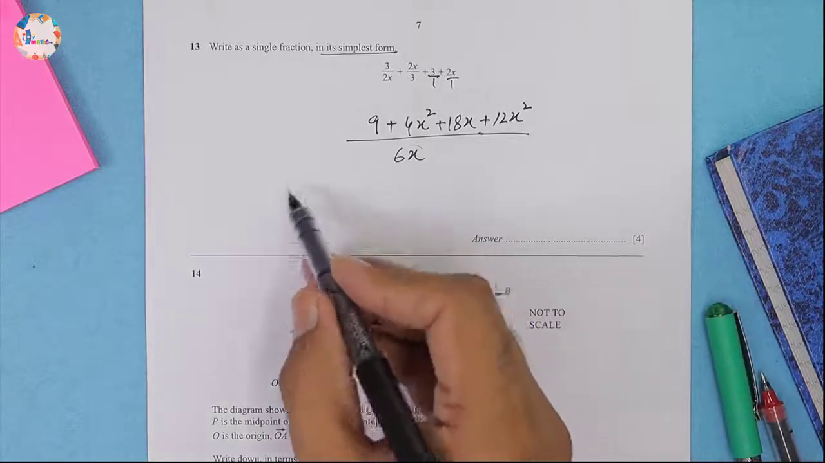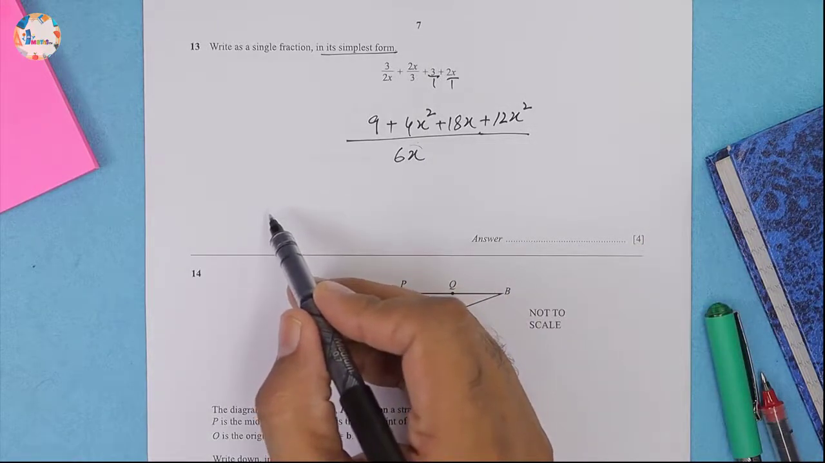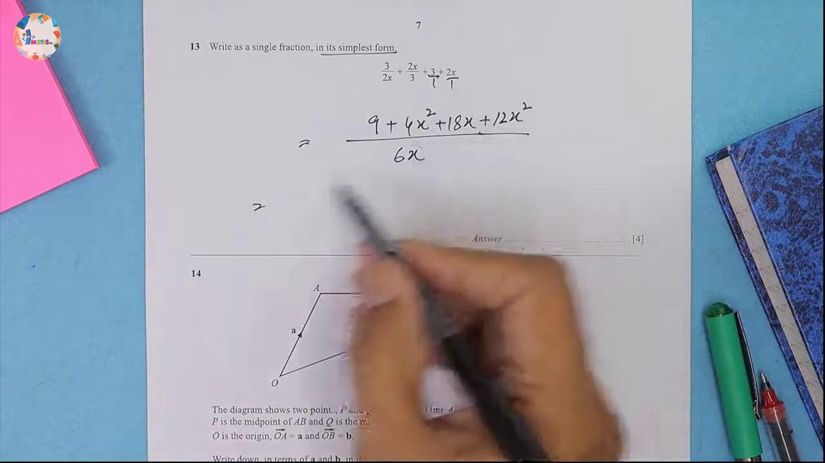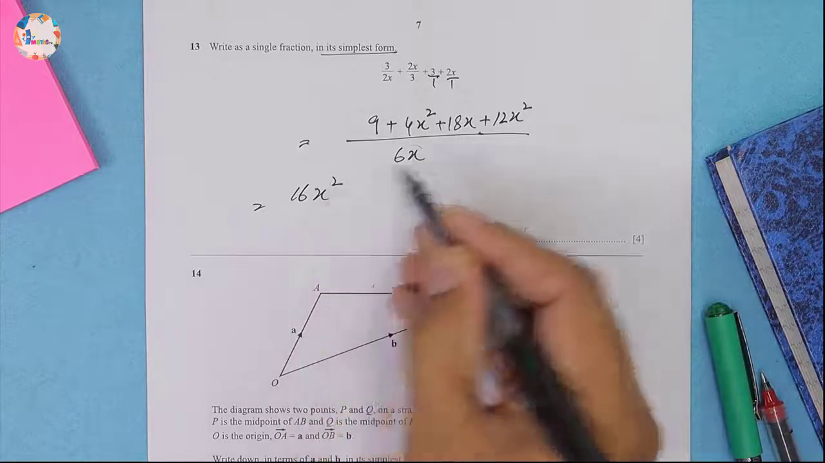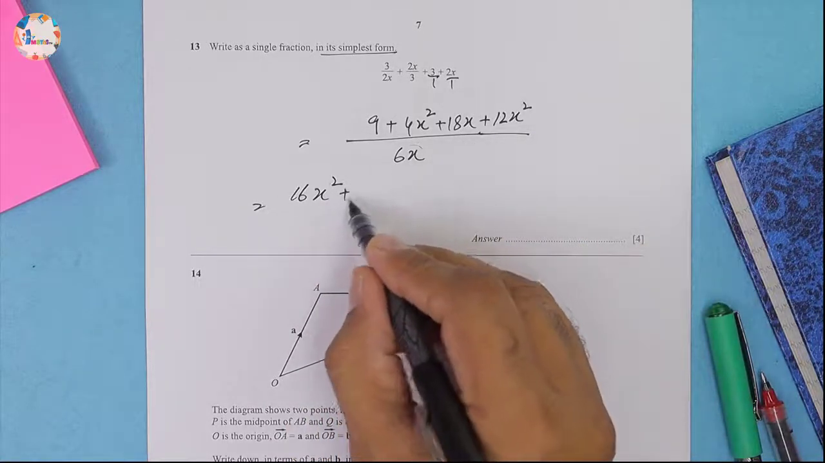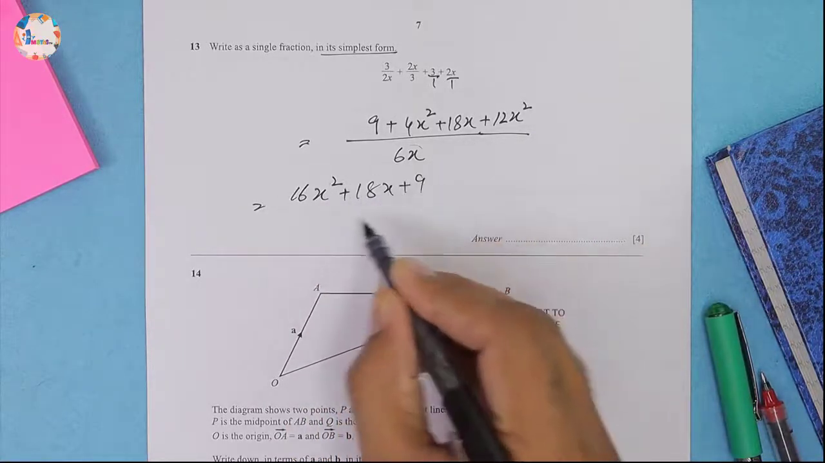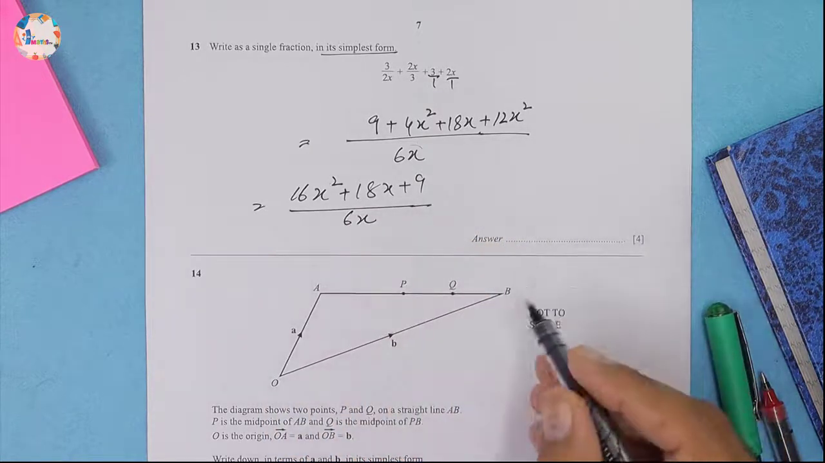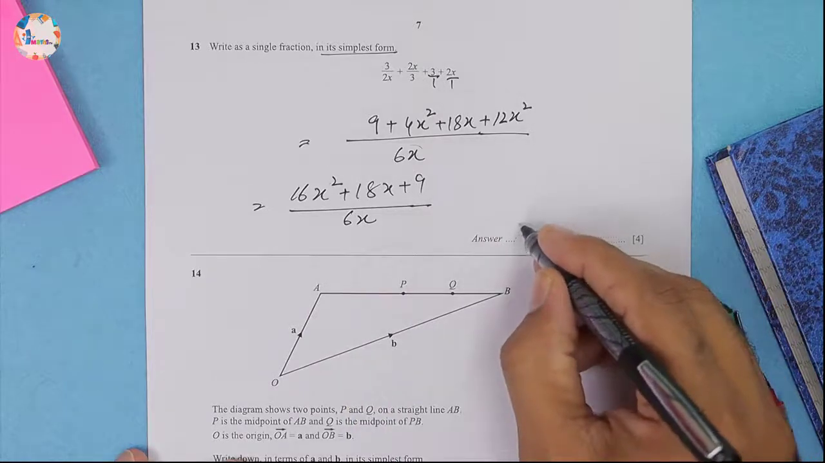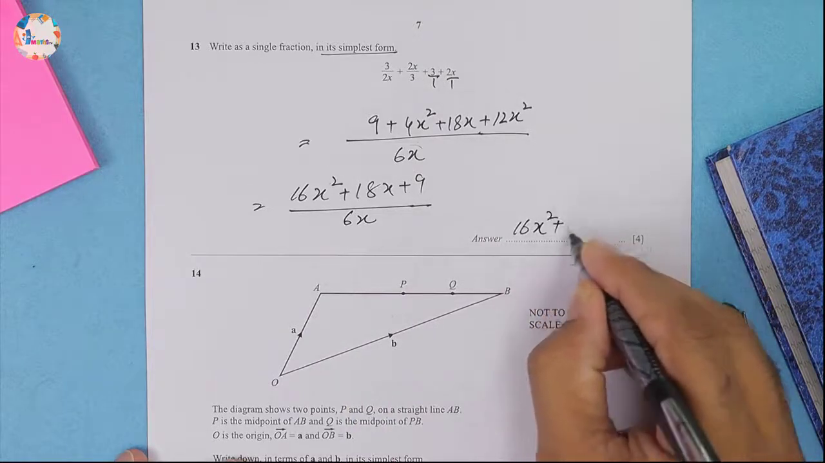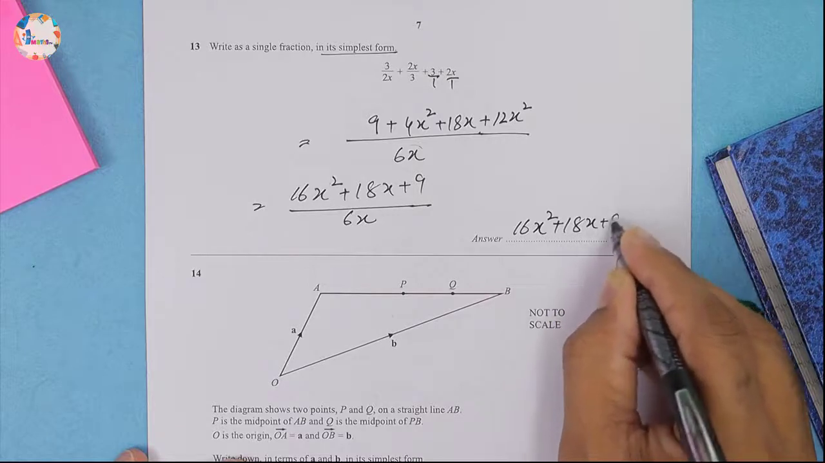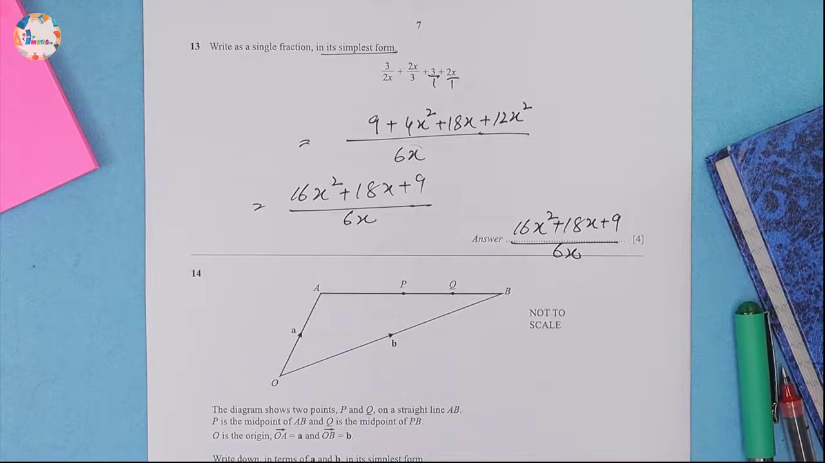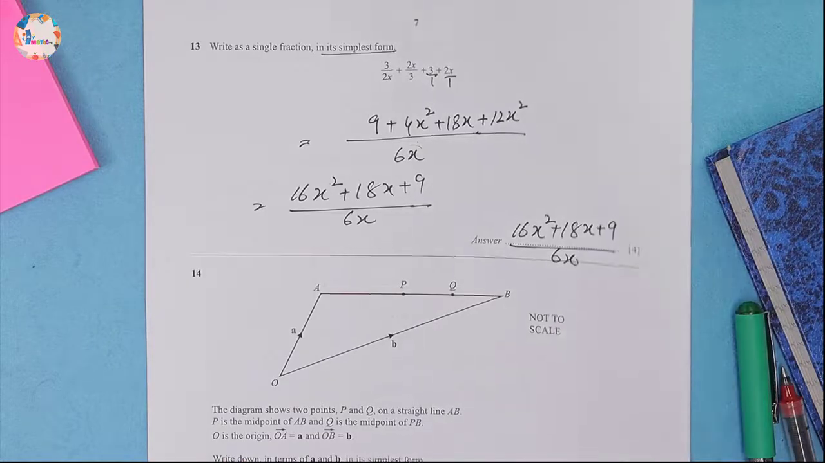Now we can rearrange basically and simplify also. So this square and square we can combine. This will be 16x squared and 18x plus 18x plus 9 divided by 6x. This will be our final answer, and we can write here 16x squared plus 18x plus 9 divided by 6x. This will be our final answer for this question number 13, which is 4-mark question.